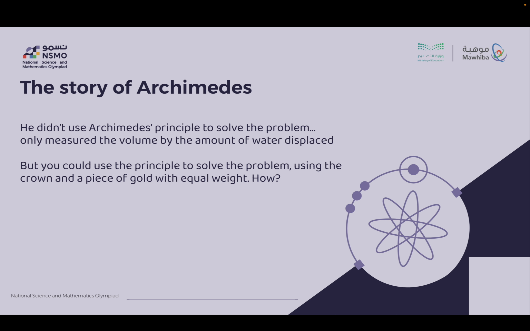Now, let's get back to the story of Archimedes again. He didn't use Archimedes' principle to solve the problem. He only measured the volume by the amount of water displaced. But you could actually use the principle to solve the problem, using the crown and a piece of gold with equal weight. Think about it. How could you do this?